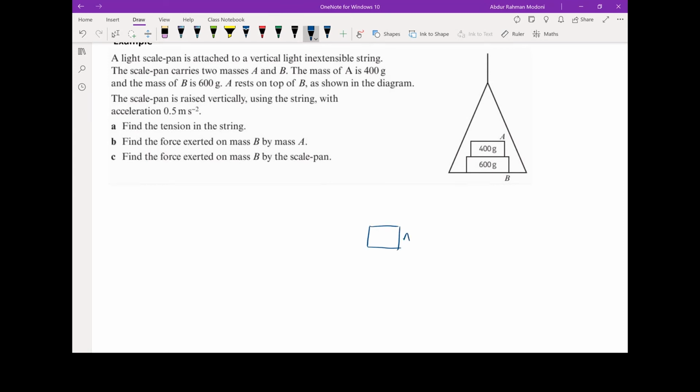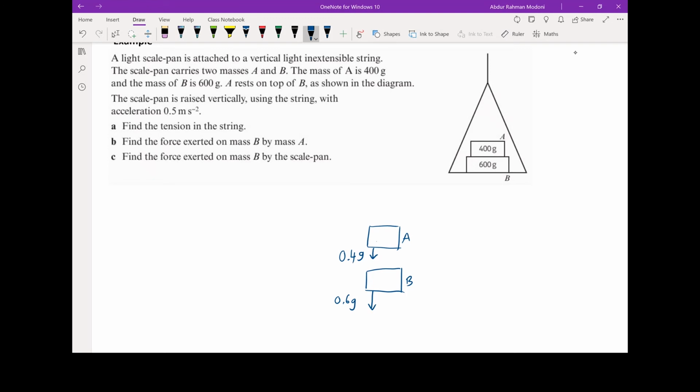So here's object A, and then I'll draw object B. Object A has a mass of 400 g, so its weight is 0.4 g acting downwards, because mass is in grams, so turn it into kilograms. 600 grams is the mass of object B, therefore its weight is 0.6, which is kilograms, times g.